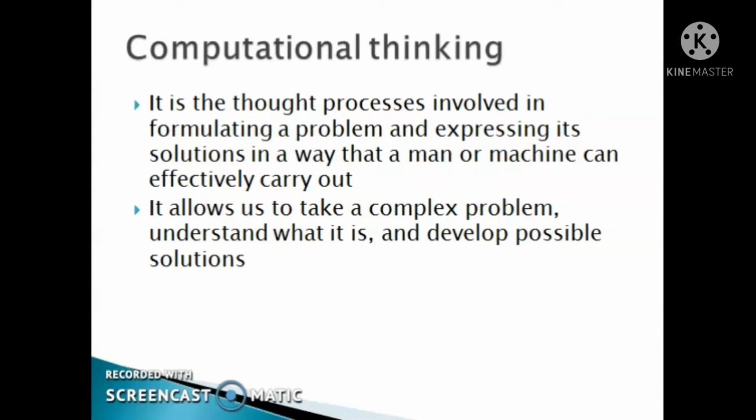Computational thinking allows us to take a complex problem, understand what it is, and develop possible solutions. We can then present these solutions in a way that a computer, a human, or both can understand. The process of planning and reaching the goals involves computational thinking of some kind.